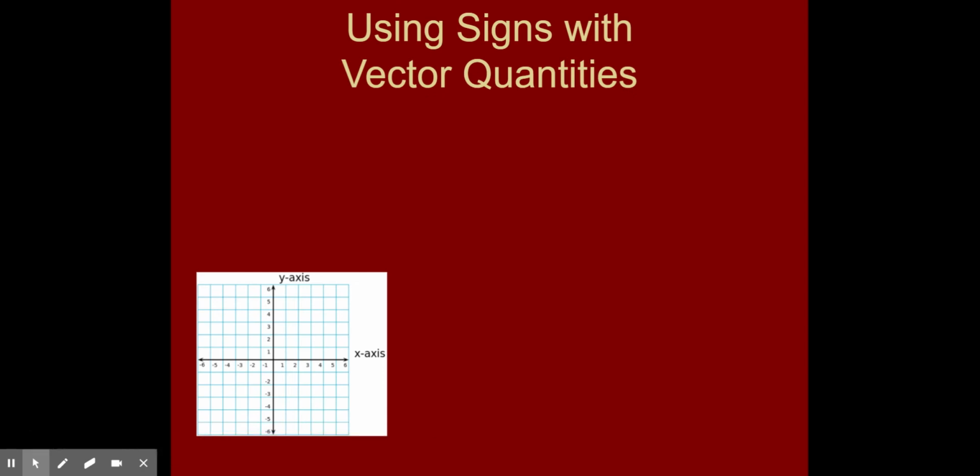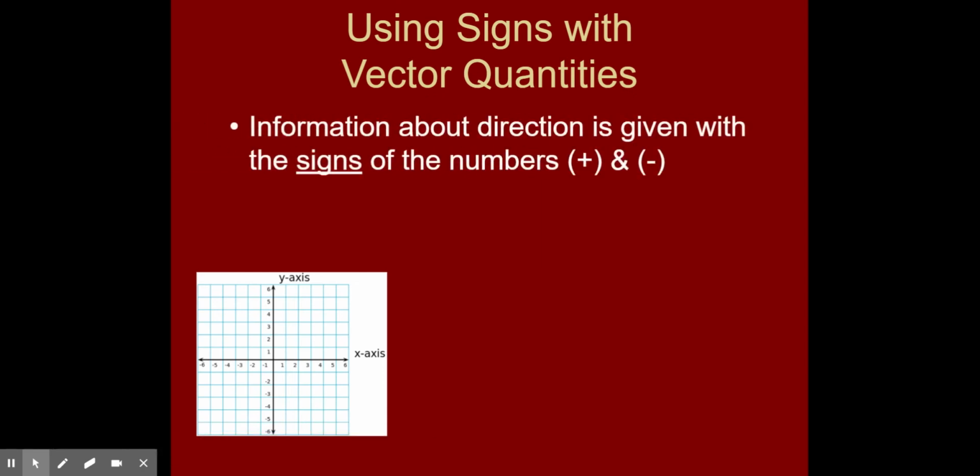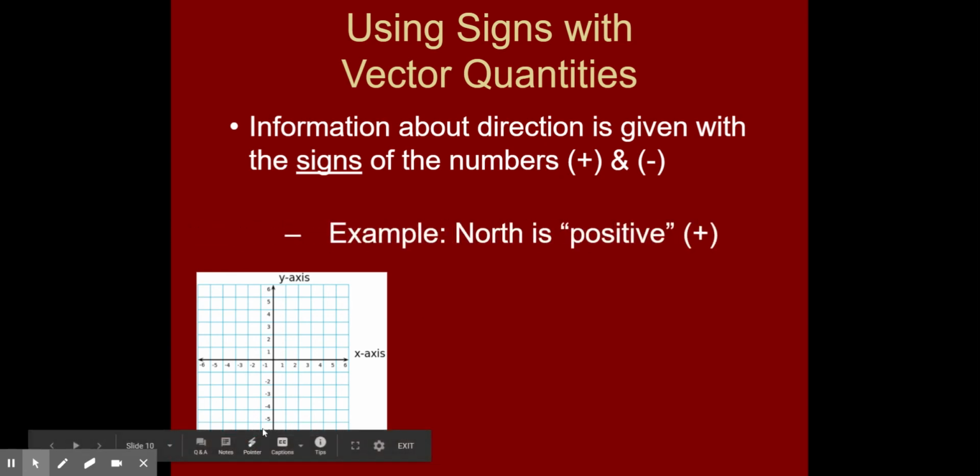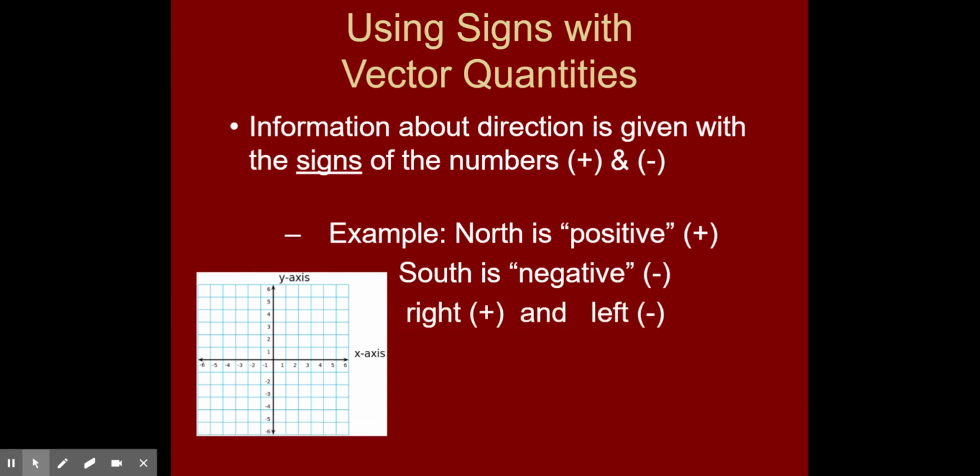Okay, we also use positive and negative signs when talking about displacement. Again, think of your coordinate plane where you have the positive quadrant, the negative positive quadrant, the negative quadrant, and the positive negative quadrant. We would say that north is a positive vector. We would say that east is a positive vector. We would say that south is a negative vector, and we would say that west is also a negative vector. Okay, and that would help us with our direction.